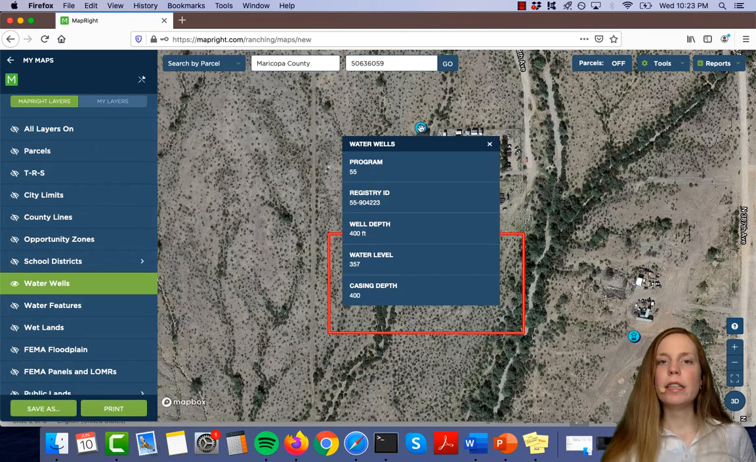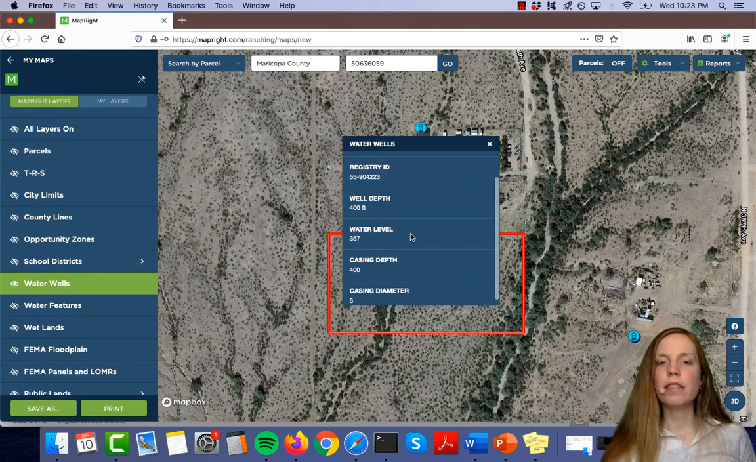And when you click on the little well icon, you actually get some very useful information on these wells. So they tell you how deep this well was drilled and where the water level actually is. So this is really useful information for someone who's looking to build and wants to start getting a rough estimate of how much their well is going to cost.